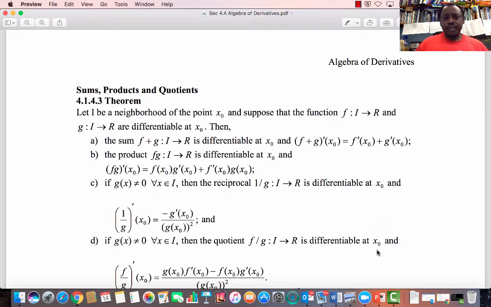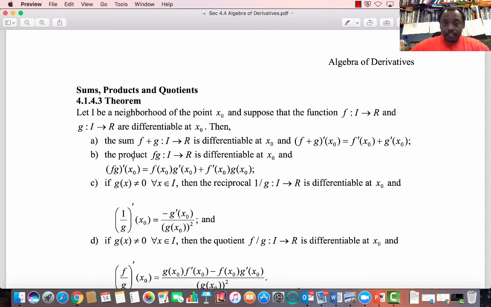Let us look at 3 other rules of differentiation: the sum rule, the product rule, the quotient rule. Let I be a neighborhood of the point x naught, and suppose that both f and g are differentiable at x naught, and they are both functions from I to R. Then the sum f plus g is a function from I to R, and it is differentiable at x naught, and given as f plus g prime at x naught equals f prime at x naught plus g prime at x naught. In other words, the derivative of the sum equals the sum of the derivatives.